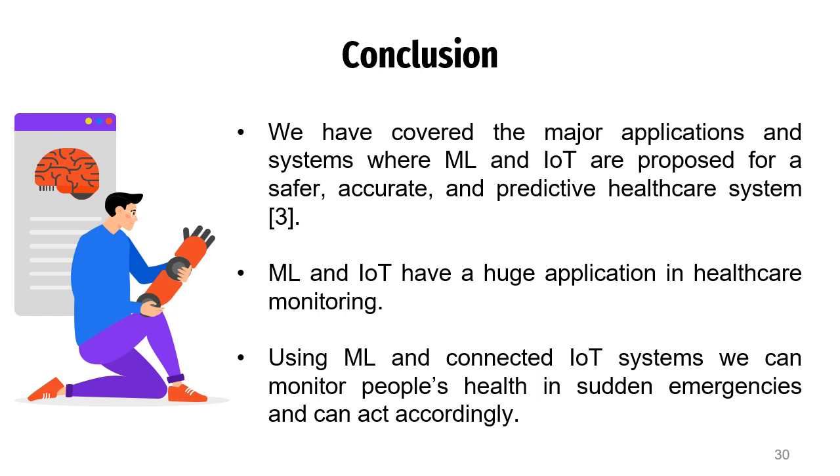So here we come to the end part of our seminar. We have covered the major applications and systems where machine learning and IoT are proposed for a safer, accurate, and predictive healthcare system. Machine learning and IoT have a huge application in healthcare monitoring. Using machine learning and connected IoT systems, we can monitor people's health in sudden emergencies and can act accordingly. So there are huge applications in the field of machine learning in IoT health monitoring.